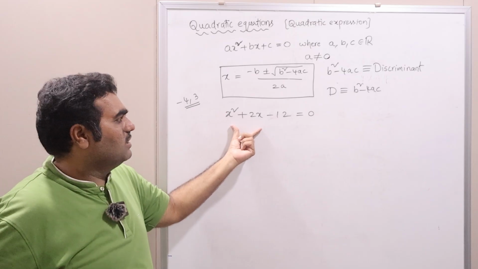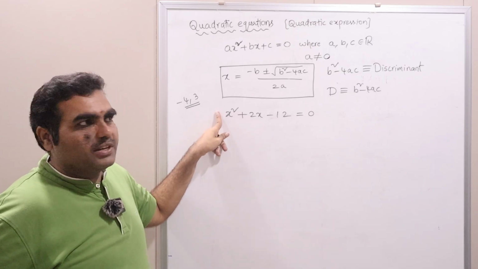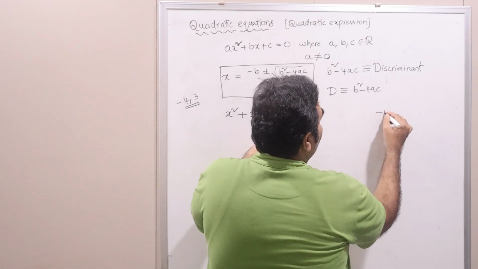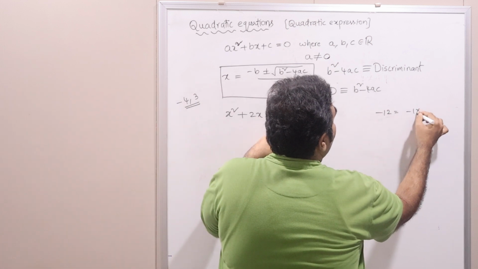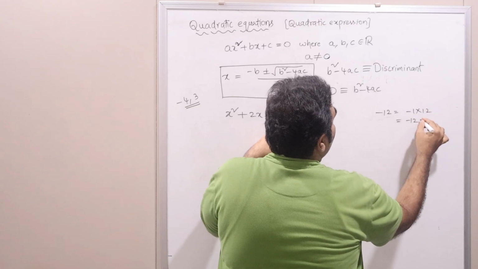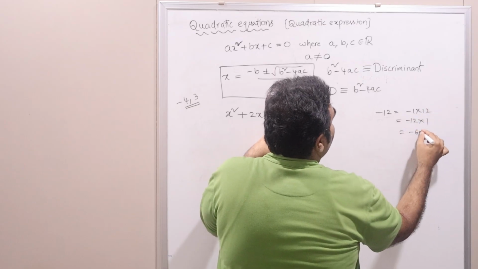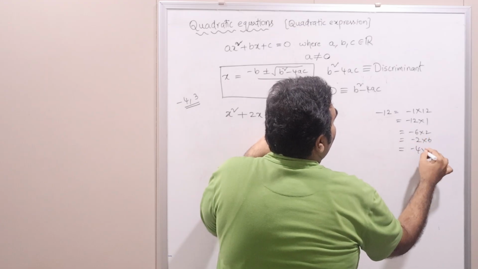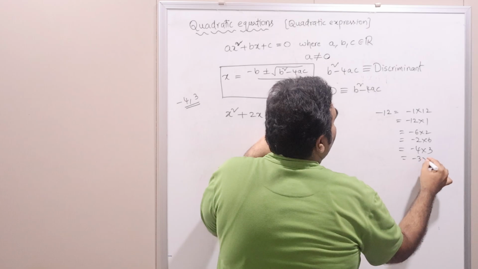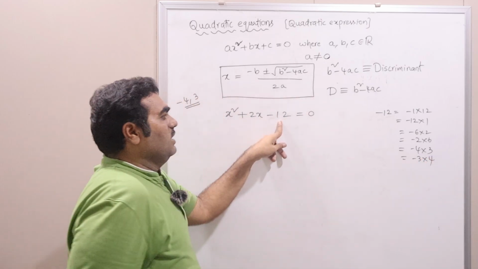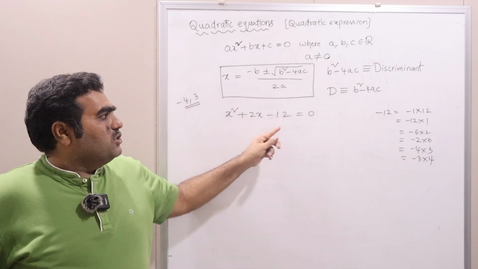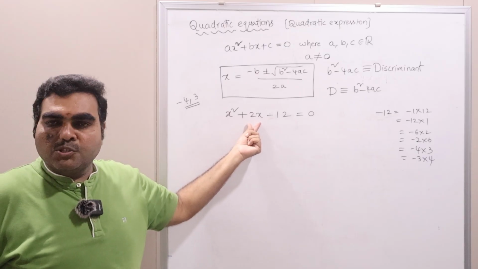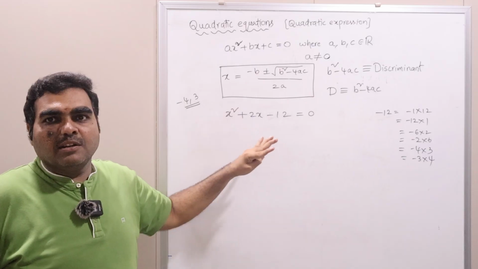The reason is very simple. What is the product of x square term and minus 12? Minus 12. What are the available factors here? Minus 1 into 12, minus 12 into 1, minus 6 into 2, minus 2 into 6, minus 4 into 3, minus 3 into 4. Is there any combination which gives you the sum as 2? The answer is no. Okay, hence it is ruled out.